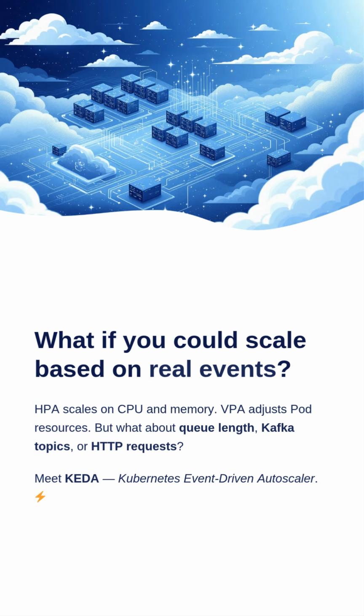We've talked about HPA, which scales pods based on CPU and memory, and VPA, which adjusts how much power each pod gets. But what if you want to scale your app based on real-world events, like the number of messages in a queue, the length of a Kafka topic, or how many HTTP requests are waiting? That's where KEDA, Kubernetes Event-Driven Autoscaler, comes in.